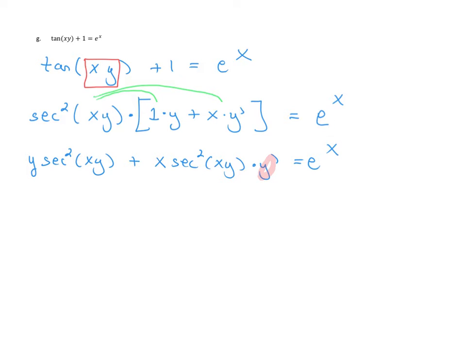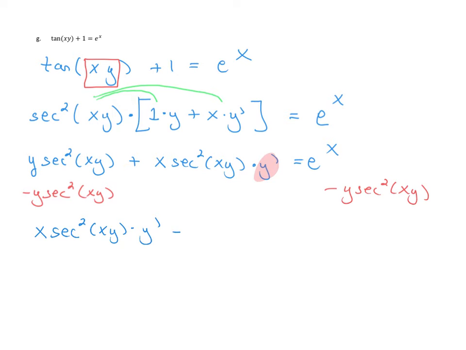And here, this is the derivative that I'm solving for. Okay, I will subtract y secant squared xy from both sides of my equation. And what I have left over is x secant squared of xy times y prime is equal to e to the x minus y secant squared of xy. Nothing to factor out. In fact, I can just divide both sides by x secant squared of xy.